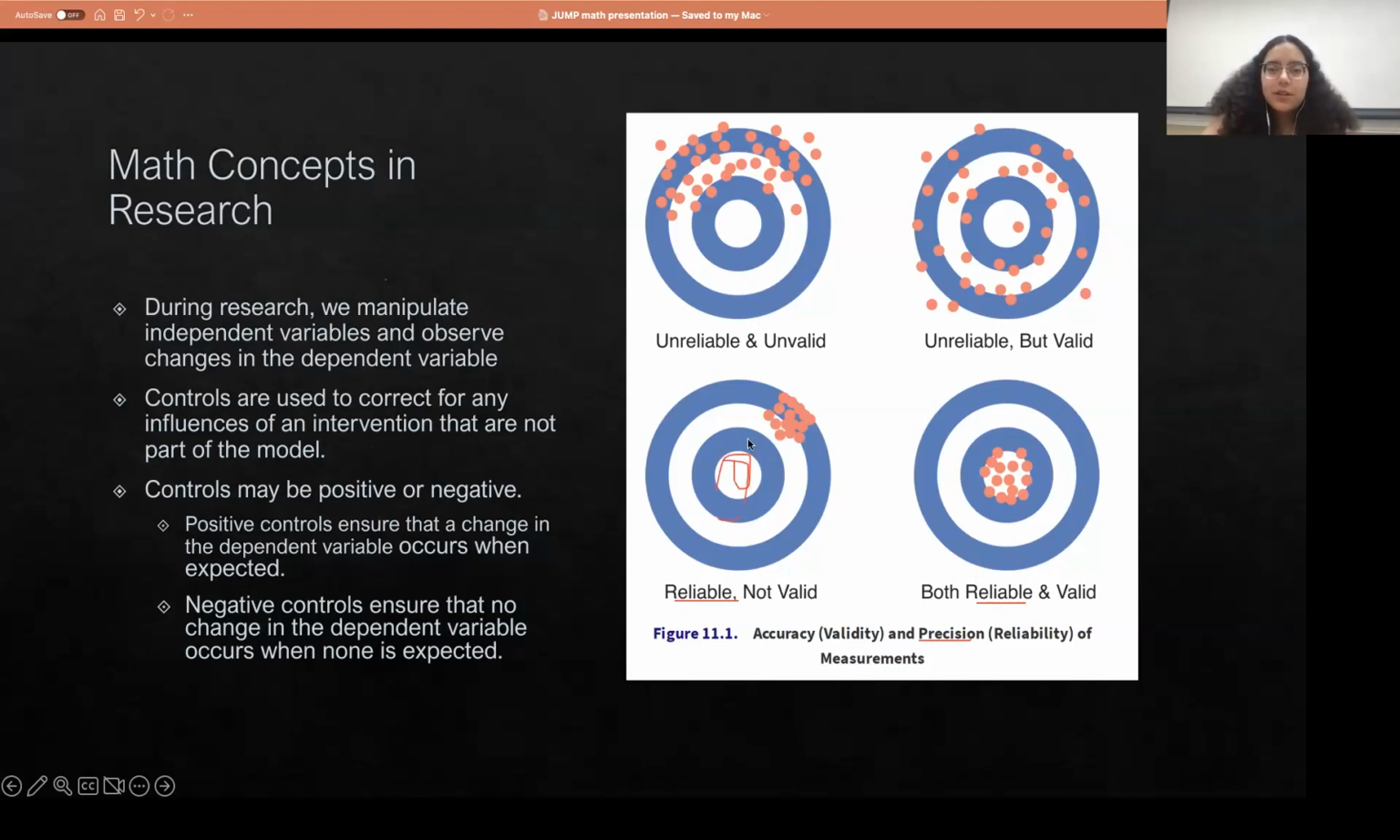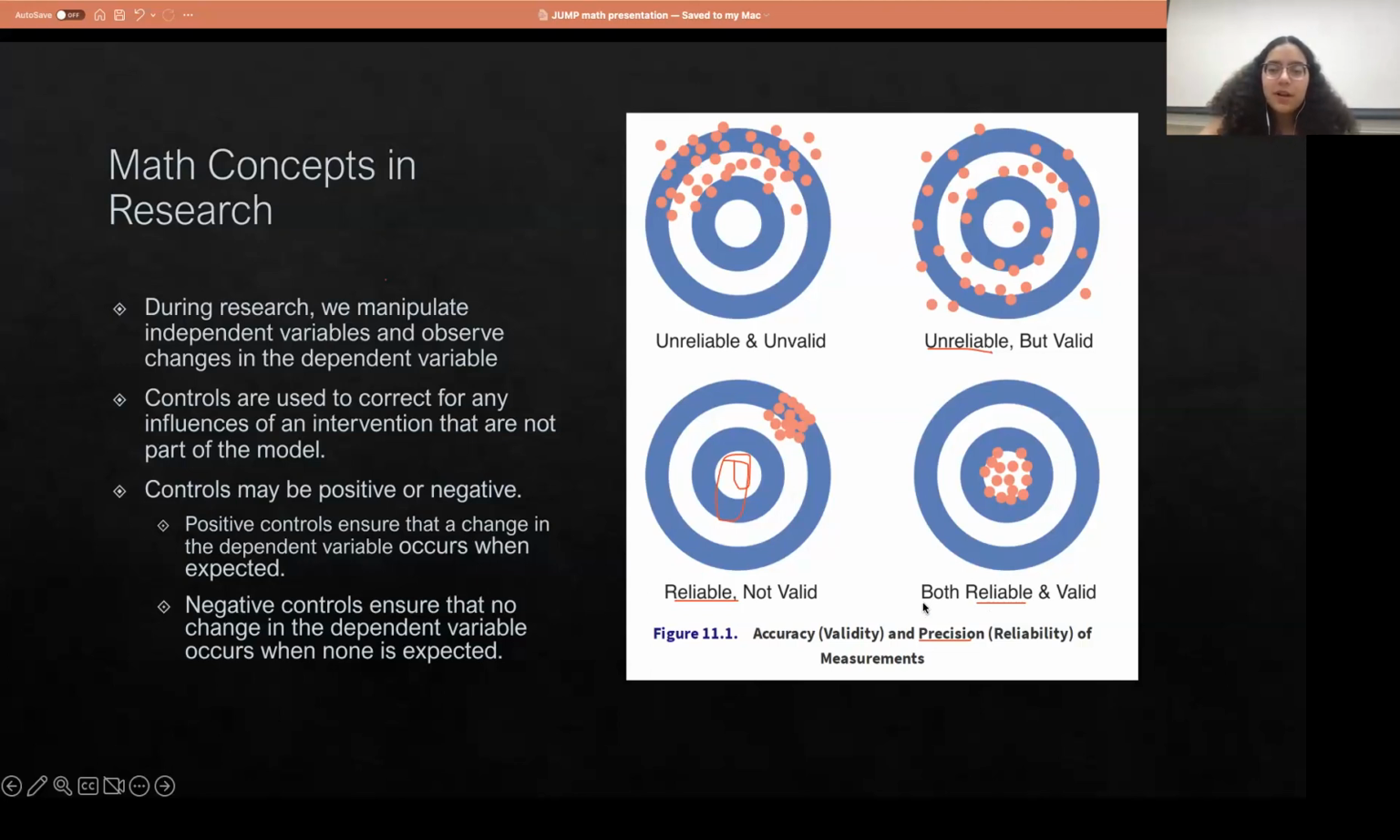So the top two are invalid because whether they're close together or not, they're nowhere near the center, whereas the two on the right are at least zoned in on the center. This one is unreliable because it's all over the place, but you can tell it's still in the general right area. The one that's unreliable and invalid is not only scattered, but also missing the mark. And this one, you're scattered, but towards the center.